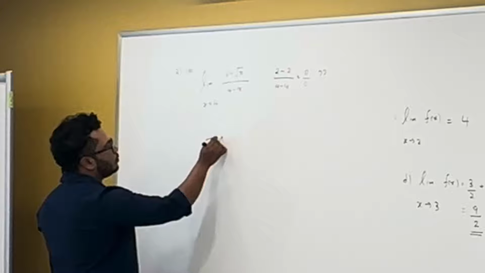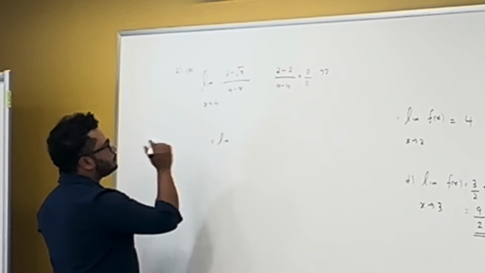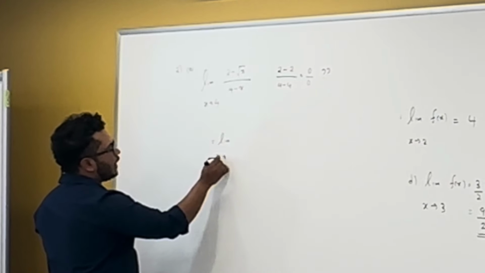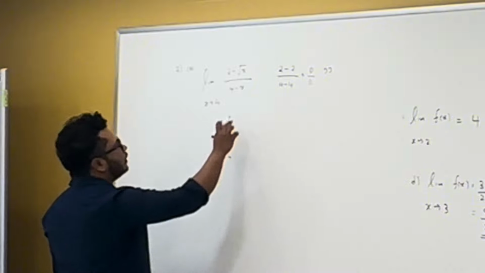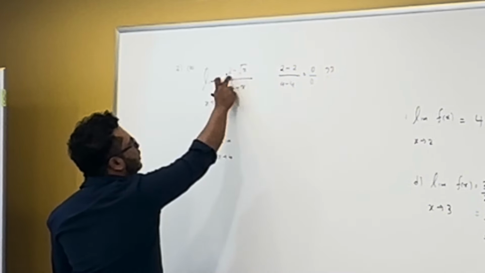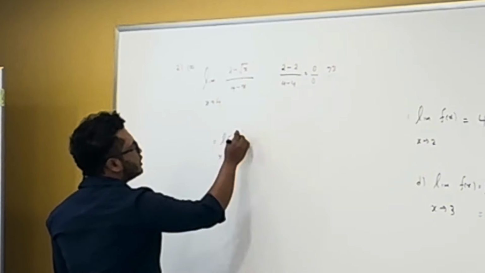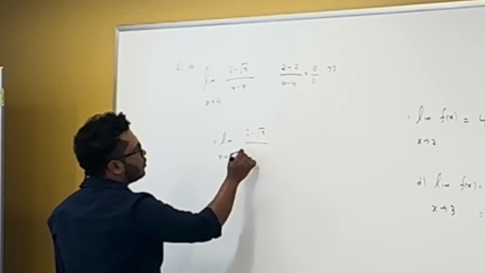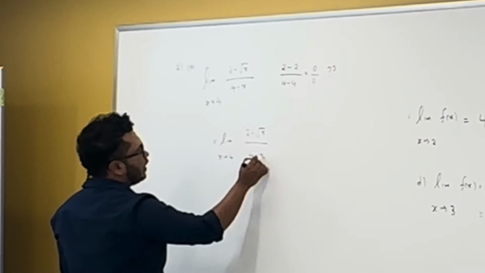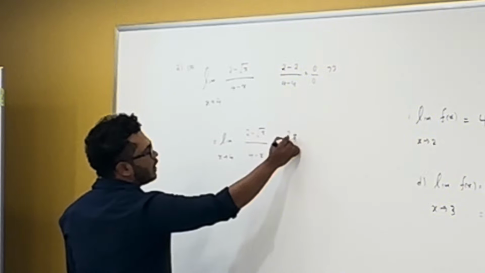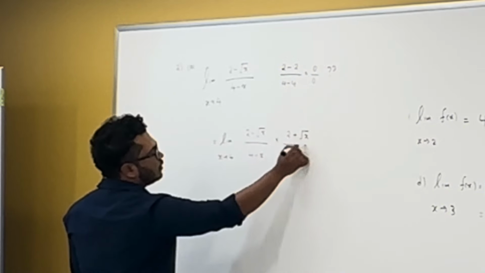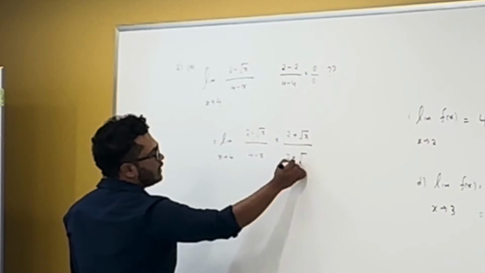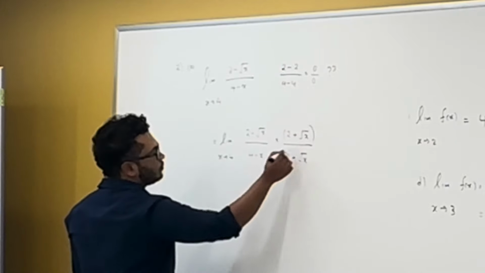So what we can do here is take the conjugate of this. What I mean by conjugate is, if you have 2 minus the square root of x, I take 2 plus the square root of x. So I can multiply and divide by the same thing.